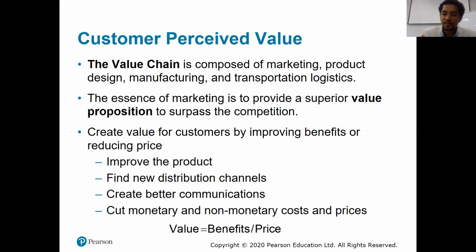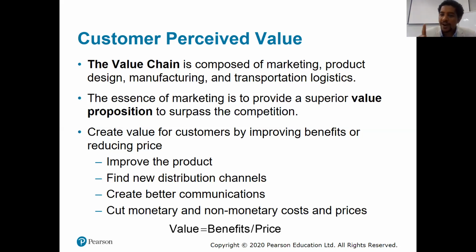So you improve your product, or you find new distribution channels. Improving the product is about the product P. There are four P's. Finding new distribution channels is about place. Creating better communication is about promotion. Cutting monetary and non-monetary costs is about price. You have to be better at this than your competitors. Then you can say you have a superior value proposition.